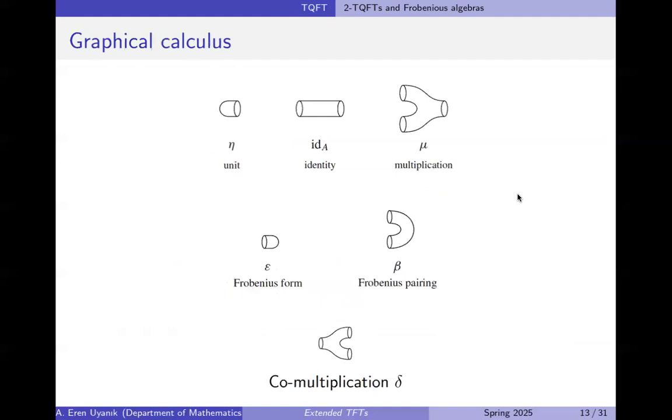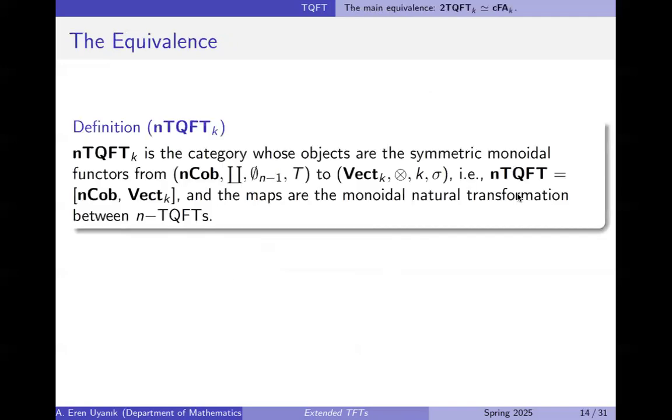So these 6 were the generators of our category 2Cob, and we can associate them with the Frobenius maps. For example, the Frobenius form is like a trace map: it takes a matrix and produces a scalar, and the scalar is represented with the empty set here. This one represents multiplication: you take 2 matrices, and it produces another matrix. We have this nice graphical calculus tool, and with its help we will prove our main theorem. I will just briefly talk about it.